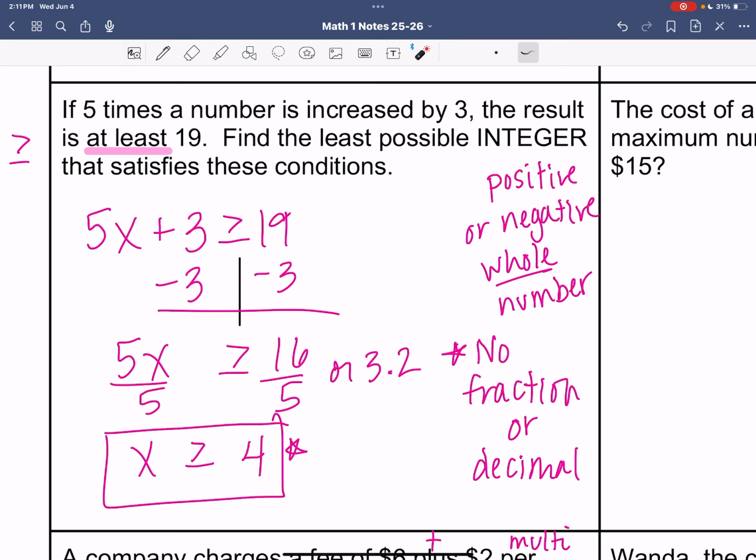That cancels, and you're left with 5x is greater than or equal to 16. Well, now we need to move the 5, so since you're multiplying, you have to divide. And your answer would be 16 over 5 or 3.2, but we want to find the least possible integer. So integer is your positive or negative whole number, so basically no fractions or decimals. So the smallest integer, well, we can't go to 3 because that would be less than 3.2. So the smallest integer is 4, so you would put x is greater than or equal to 4.